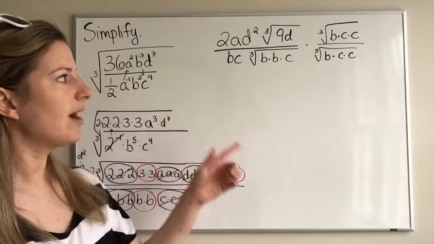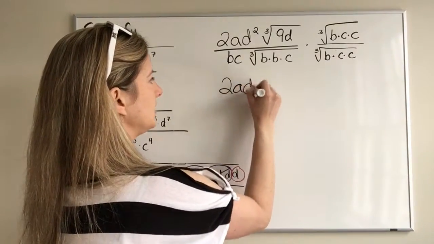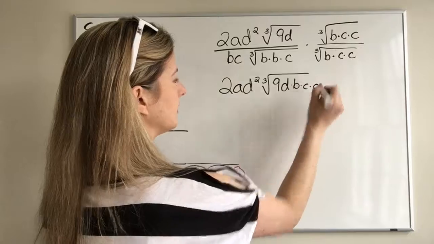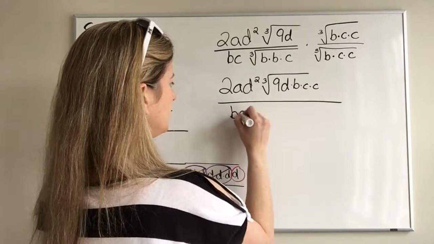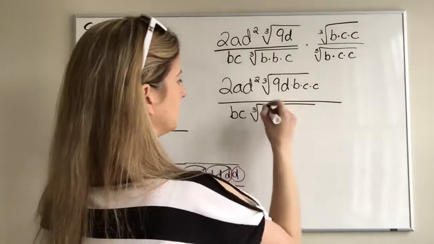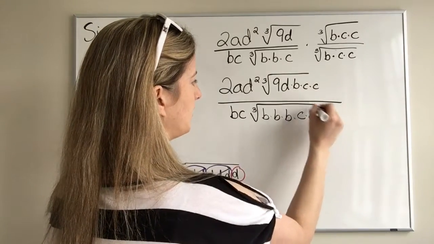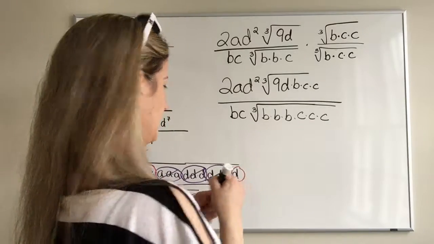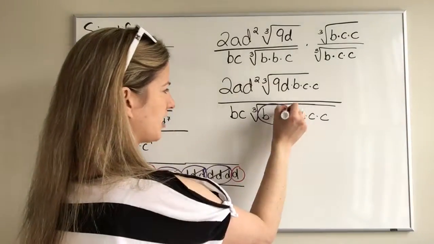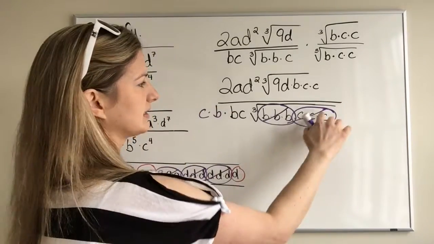All right, so now we're going to multiply this through with the radicals, and I am going to do a second step in here so that you can see. So 2ad squared times the cube root of 9d times b times c, over bc times the cube root of b times b times b times c times c times c. Boom, okay? Now, look at this. Oh my gosh, this is so exciting. I have got 3 b's, so I can cross it out and bring 1 outside. I've got 3 c's, so I can cross it out and bring 1 outside. And basically what's left here is 1.